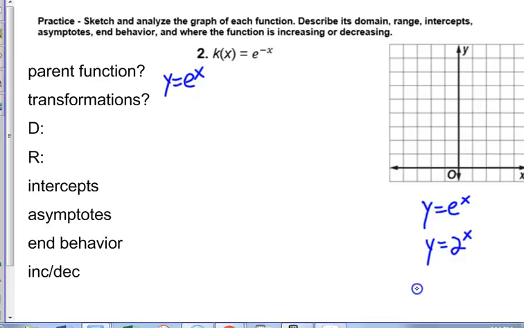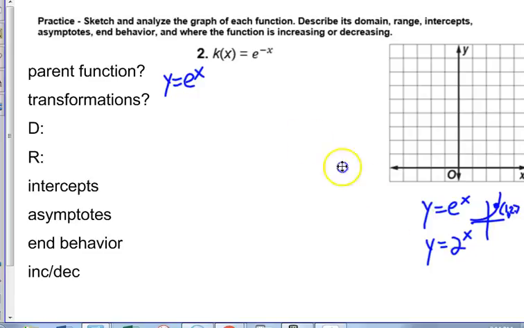E is 2.718. Is the shape different? This is growing by 2, and this is growing by 2.7. Slightly different, yes. But it would have the same values except here at 1, this would be 2.7, and at 1, this one was 2.